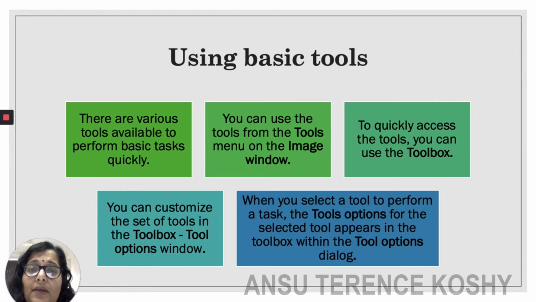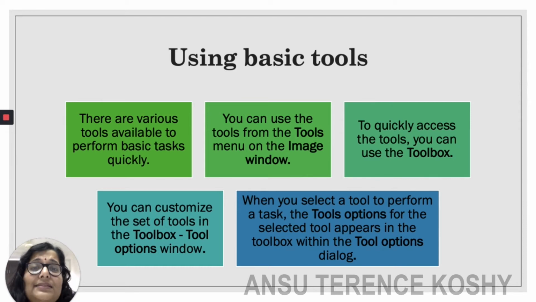Now, while using basic tools, you need to keep many things in mind. There are various tools available to perform basic tasks quickly. That is, there are different types of tools available in GIMP to perform the different tasks that you require. You can use the tools from the Tools menu on the image window. The middle window is the image window. You can access the tools from the Tools menu in the image window.